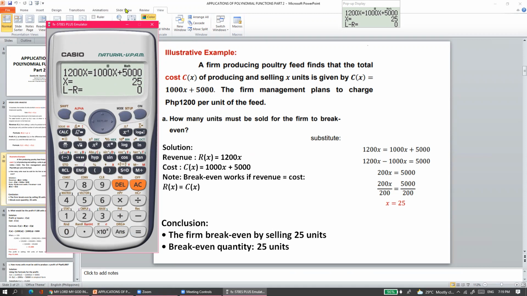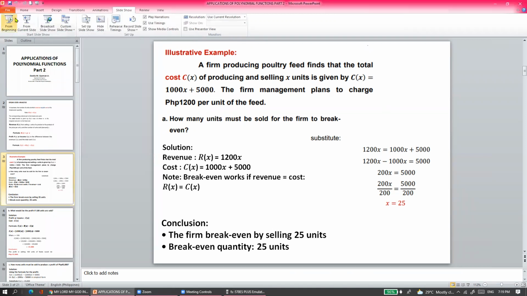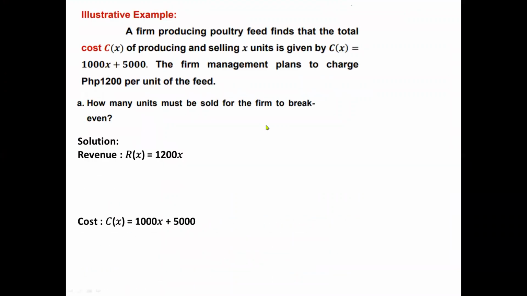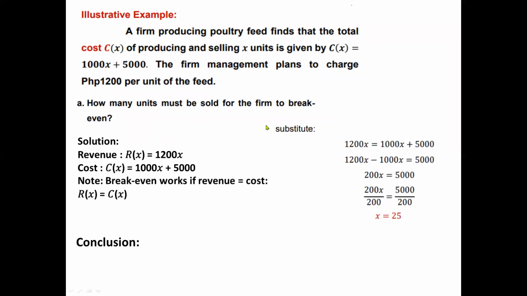So, let's go back now to our slide. We have finished the letter A question. Our conclusion is that the firm will only break even if it sells 25 units, or the firm breaks even by selling 25 units. So we have answered the letter A question. That is how to solve a break-even analysis problem.